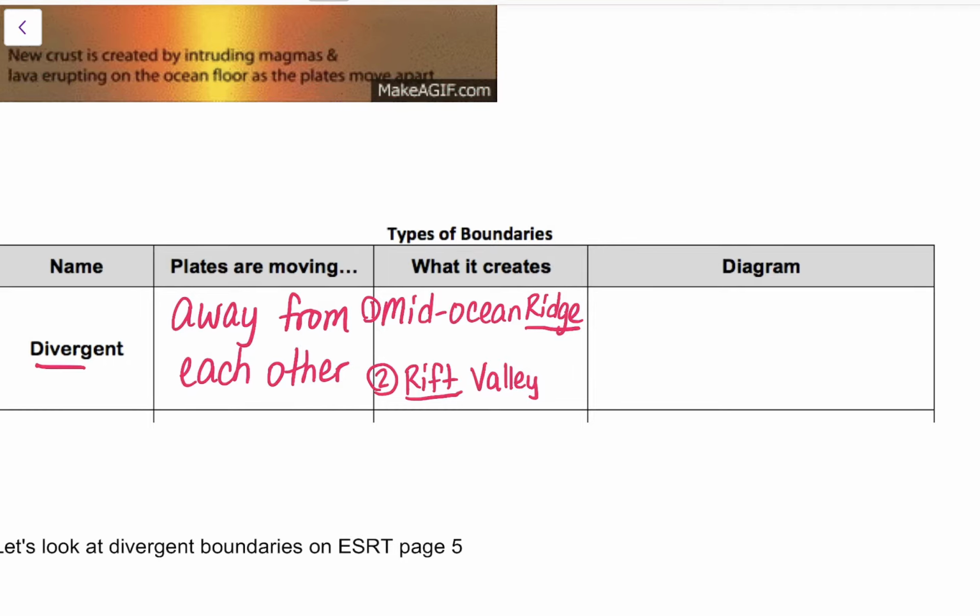If I go ahead and draw a diagram of this, I want to draw two plates on Earth's crust. One is going to be moving this way. The other will move in the opposite direction. I'm going to make that a little bit bigger.